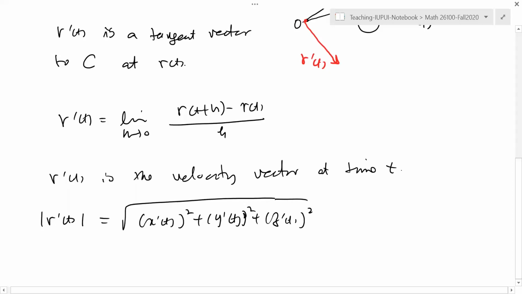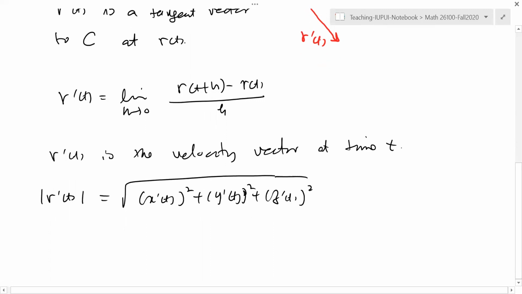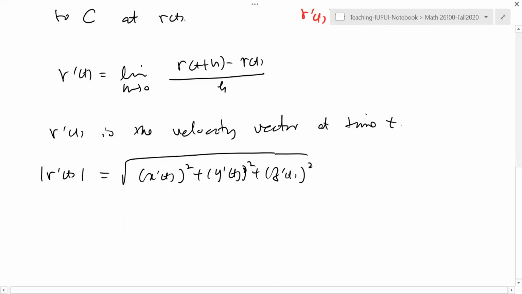That is all we need to know about the basic information. So let's do some exercises. All right, this is the first example.